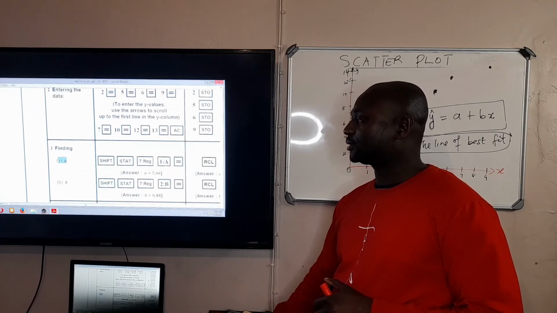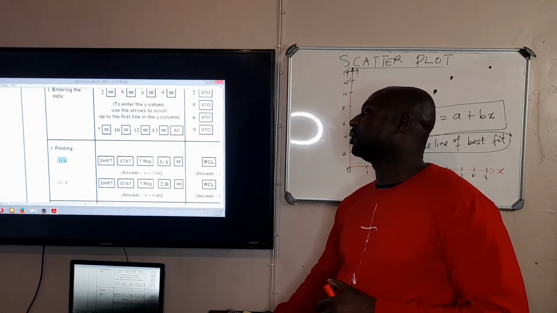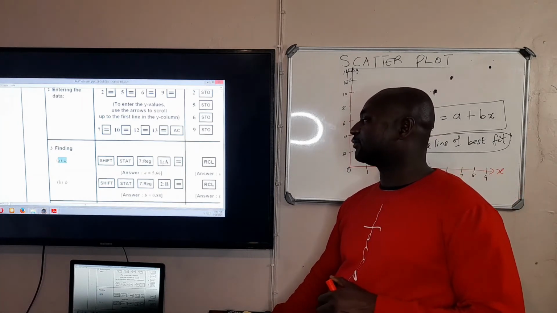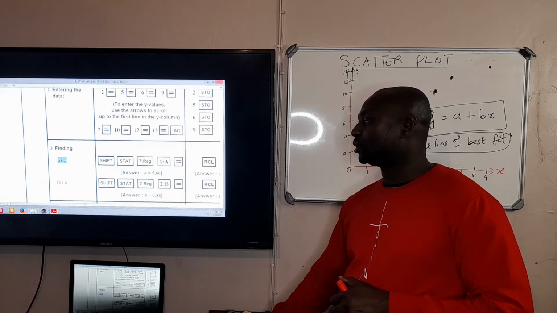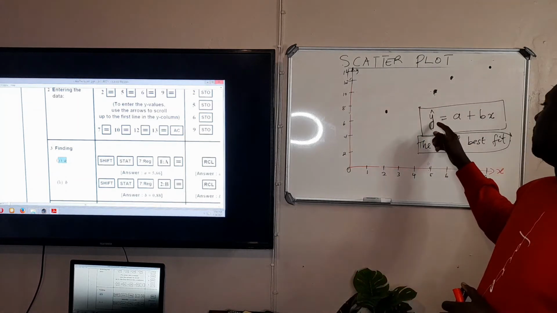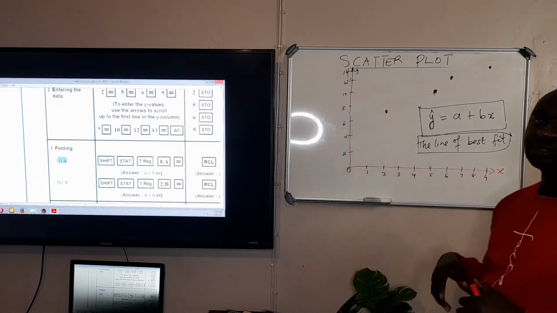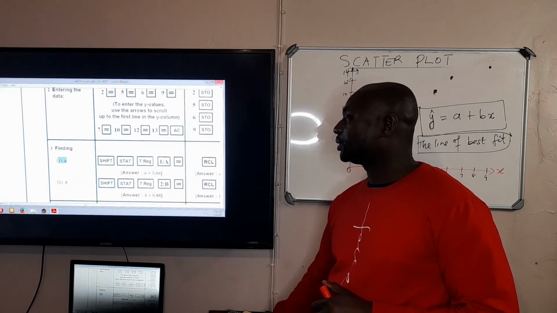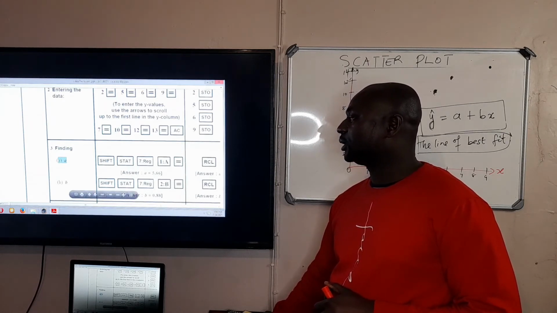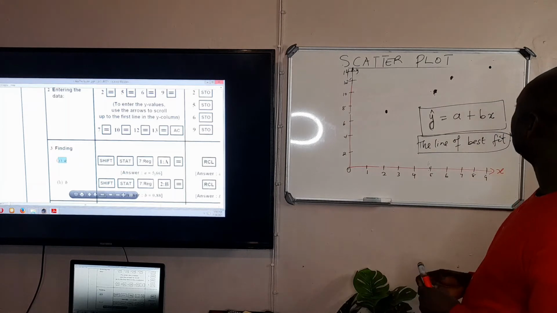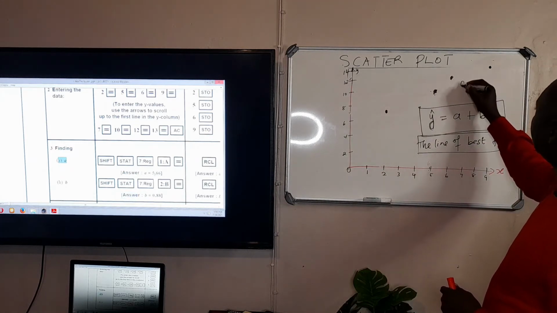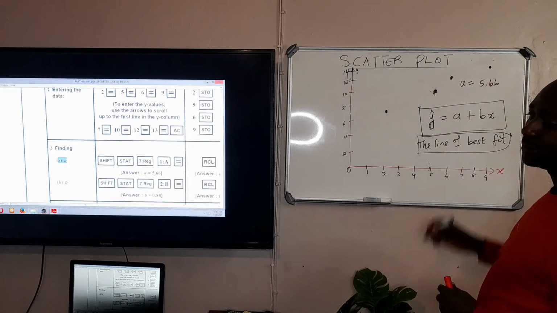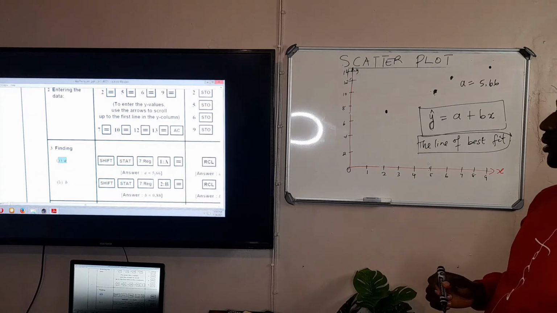Now, when you press REG, then a lot of information will come on the calculator. You have A, you have B, you have R, and other stuff. So now you are looking for A, because the formula is predicted Y equals A plus BX. So you choose option number 1, you press 1, then you press equals, and the answer that comes will be A equals 5,66. That is the value for A. And then you keep it.